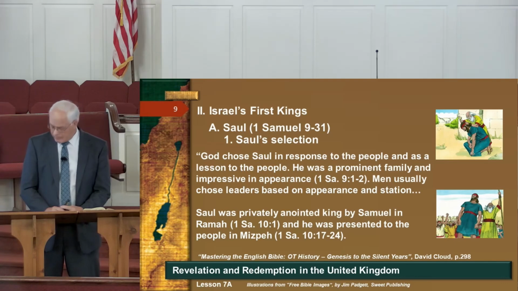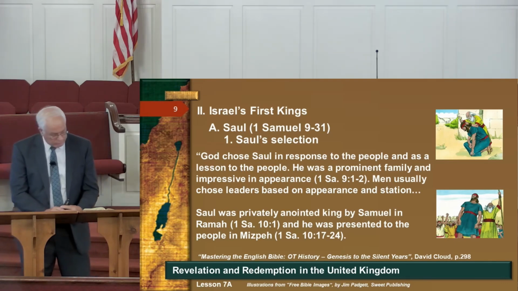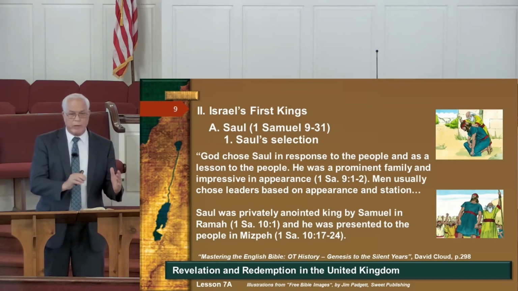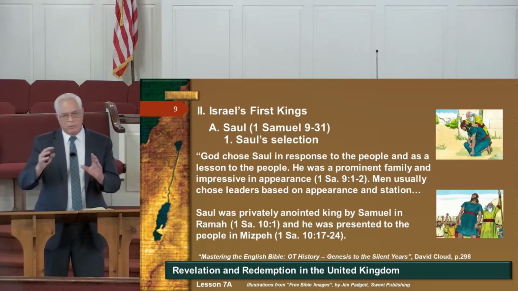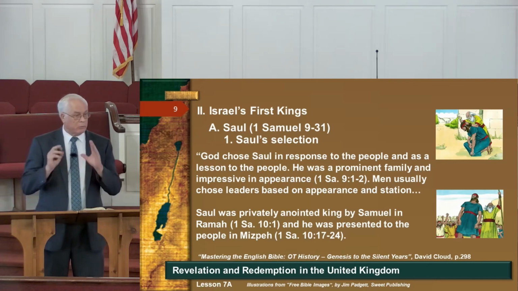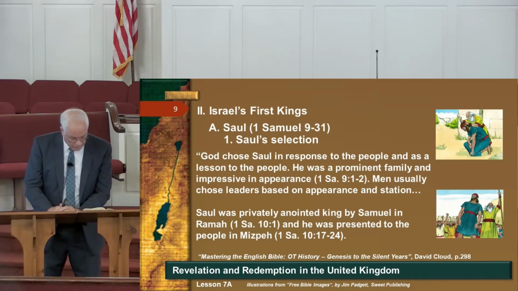Saul was privately anointed king by Samuel in chapter 10. We're covering 1 Samuel, but we're going to cover some quick pieces here. And you're going to say, well, you didn't talk about this, didn't talk about that. We're going to skip a lot of parts because I'm trying to focus on Saul here for you.